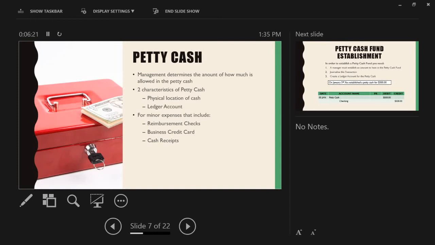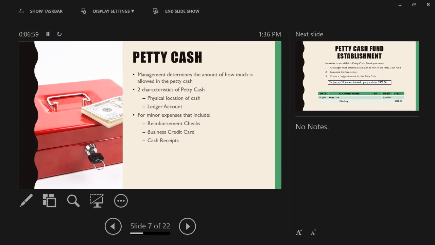Okay? For example, if you are operating your business and for some reason you ran out of cups, and you need to make a quick run to the store and buy some supplies. Instead of having the owner there writing you a check because you have to go to the bank and cash it out, this way the cash is readily available. All you need to do is make sure that you designate a person who's in charge of the cash box.